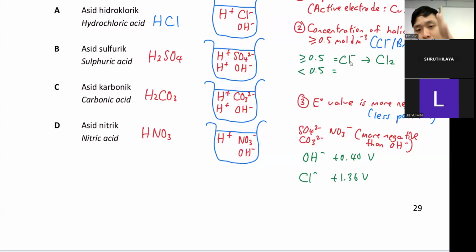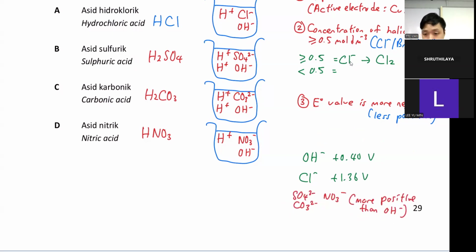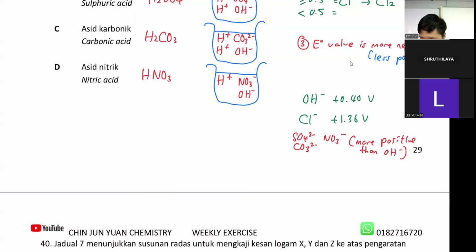I'm sure you learned in Form 5 Chapter 1. Have you ever chosen this ion to undergo oxidation? No. They are very difficult to undergo oxidation because all of them are more positive. Sorry, all of them are more positive than OH minus. I should write here: more positive than OH minus, including Cl minus also.